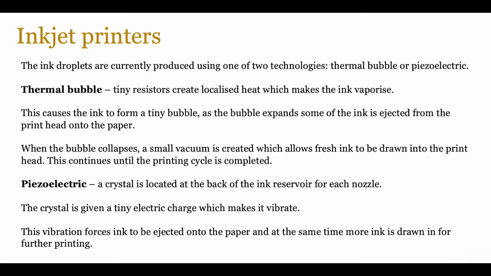Now, inkjet printers come in 2 flavors. The first one is thermal bubble, and the other one is piezoelectric. Now the thermal bubble basically contains tiny resistors which localize heat. They create the heat, and this makes the ink vaporize. A tiny bubble is formed when the heat is generated, and as it expands, some of the ink is ejected from the printhead onto the paper.